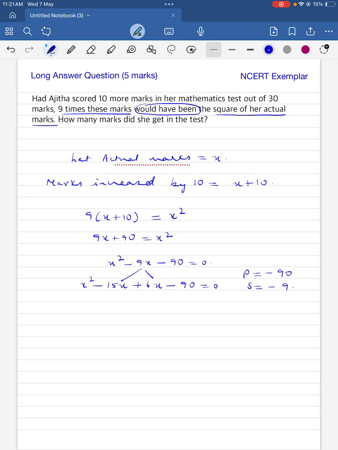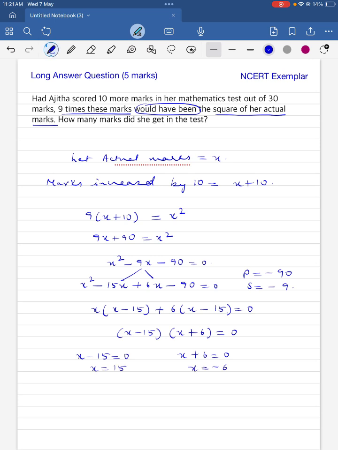Now let me take out the common terms from the first two terms. So I can take out x common and I would have x minus 15 in the bracket. Now from the third and the fourth term, I can take out plus 6 common and I would have x minus 15 again in bracket. Now let me take out x minus 15 common. Then I would have x plus 6 in the bracket and that's equal to 0. So now I can equate x minus 15 to 0 or x plus 6 is equal to 0. Now x would be either 15 or x would be equal to minus 6.